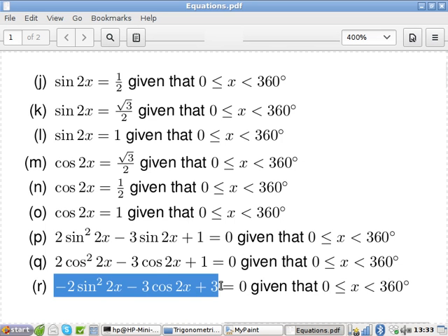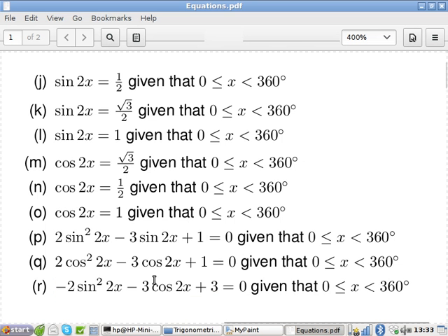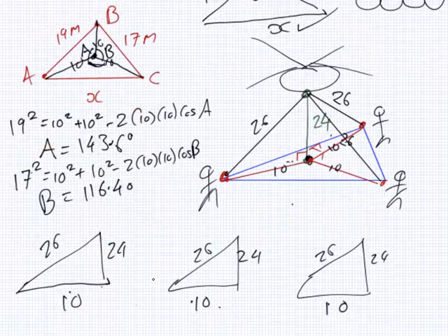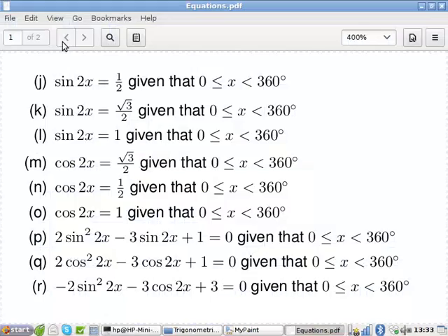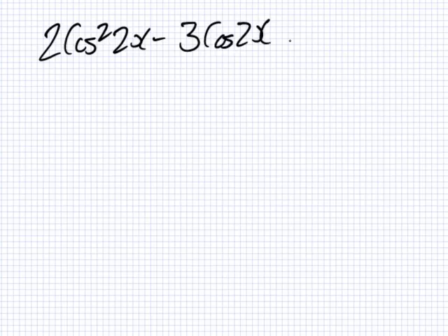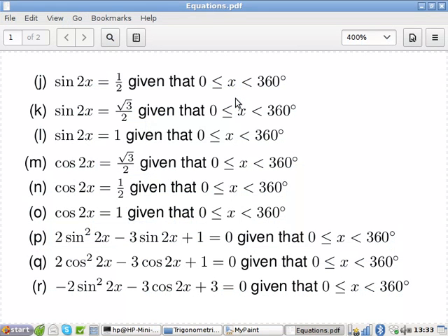I'll give you a hint if you need a hint. So we have 2 cos squared 2x minus 3 cos 2x plus 1 equals 0. You got this one? Yeah. It's the second last question in the first one.